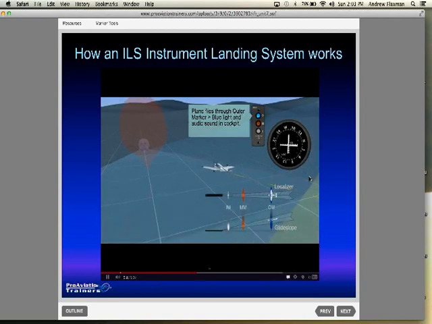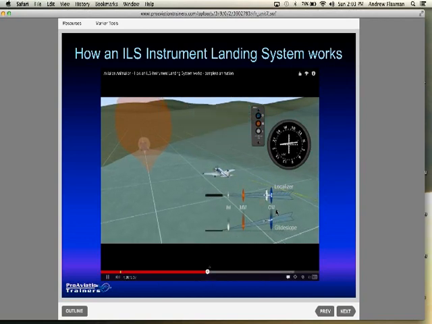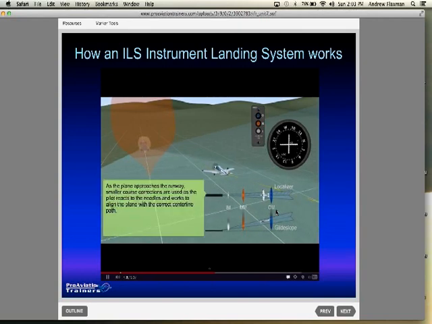Oh, there's your outer marker beacon. So that's usually your LOM. That's crossing through the LOM. And that could also be at a final approach fix as well. I know in Fort Lauderdale, our final approach fix is the locator outer marker.